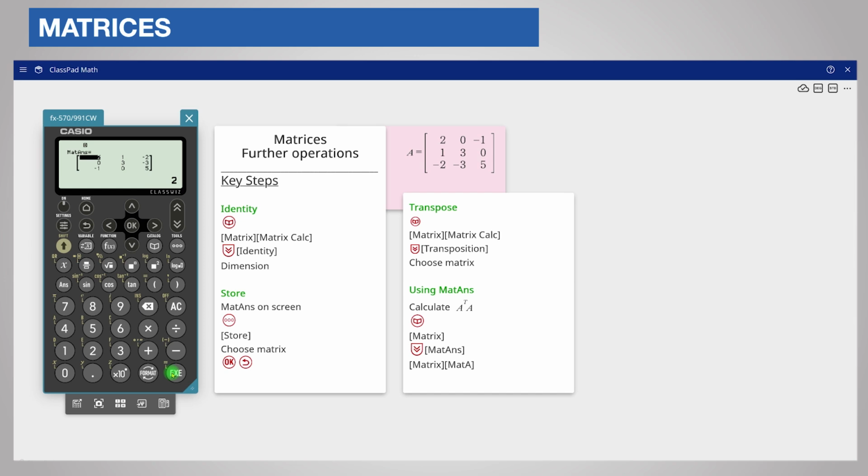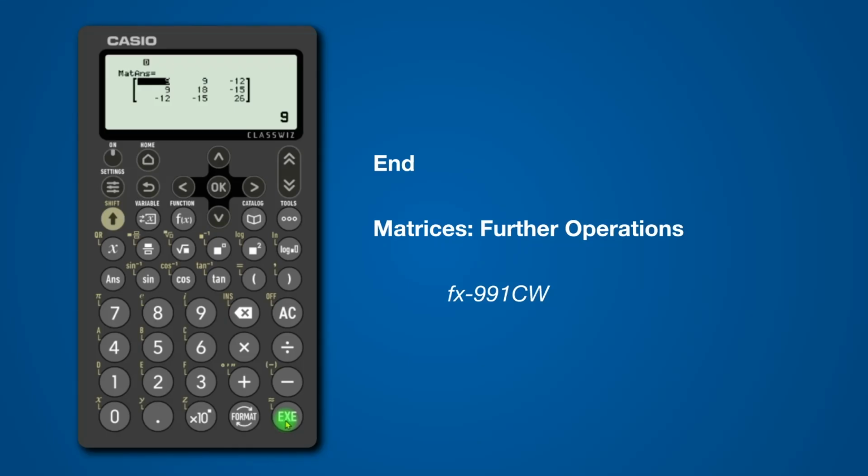You can also use mat_ans for calculations. For example, to multiply the transpose by the original matrix A, start by returning to the calculation screen. First, recall mat_ans, which is the transpose of A, and then recall matrix A for the multiplication. Press the Execute key. These operations are useful for both basic and advanced matrix calculations.